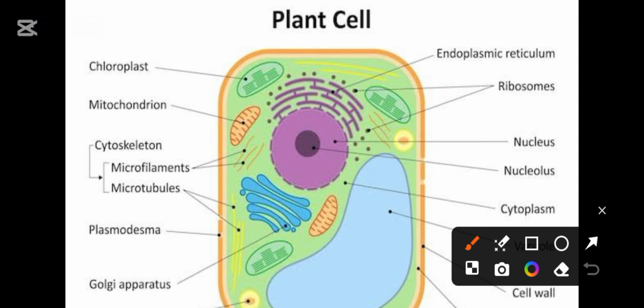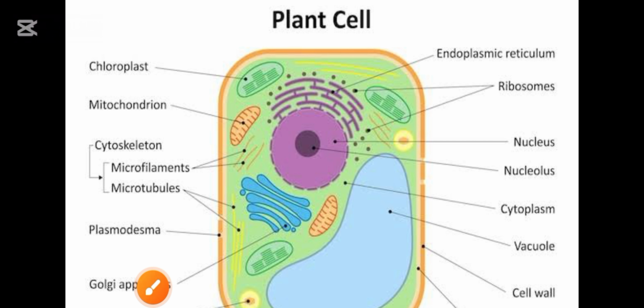Now, we have the cytoskeleton. The cytoskeleton is made up of microfilaments and microtubules, as you can see there. The word cyto means cell and skeleton means skeleton. So when you hear cytoskeleton, we are talking about the skeleton of the cell.